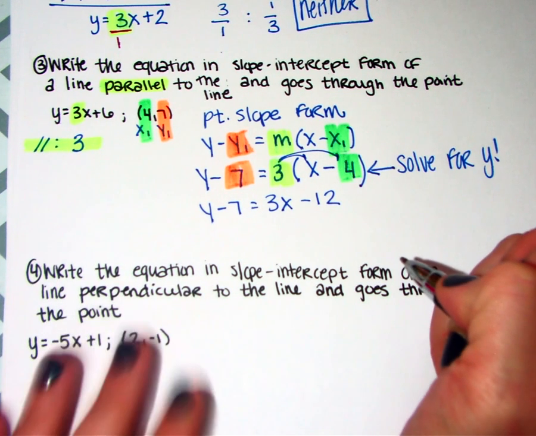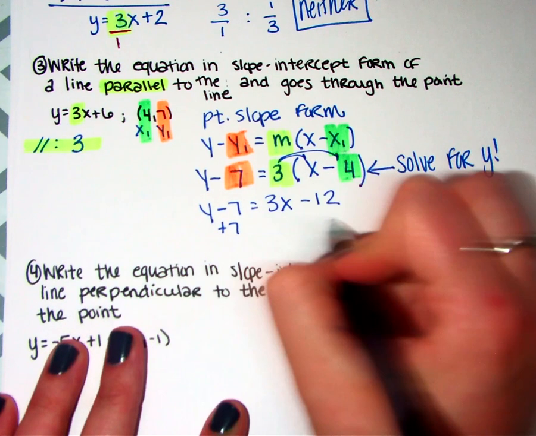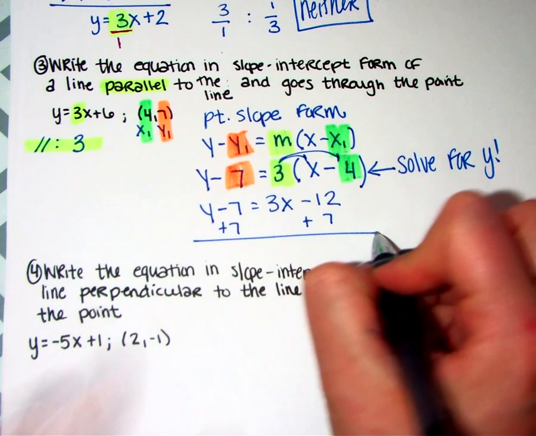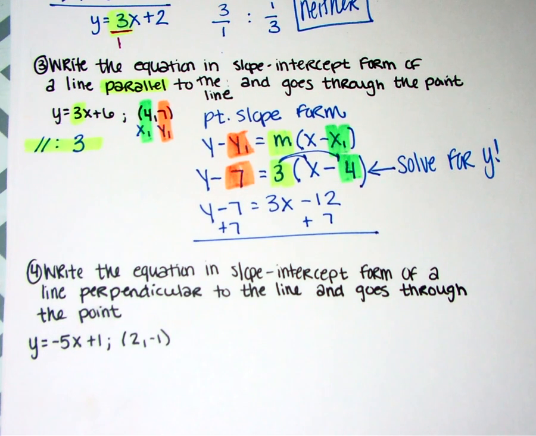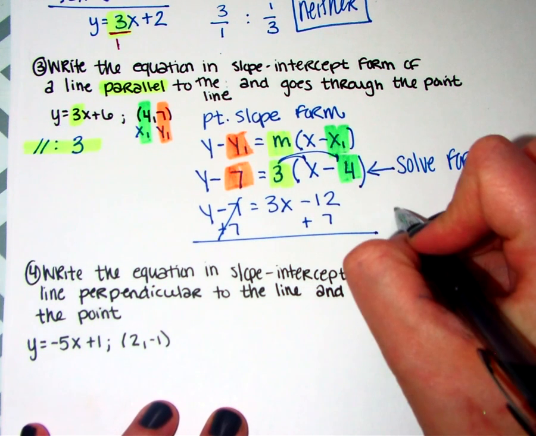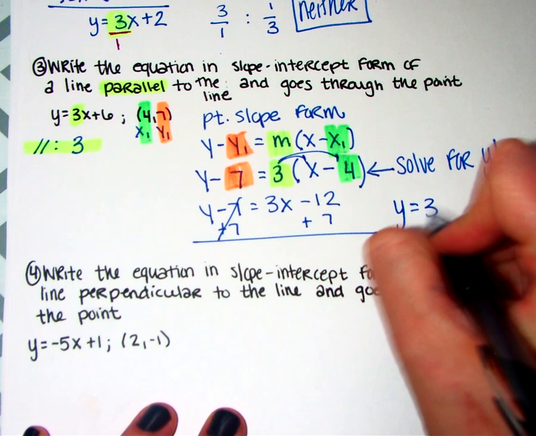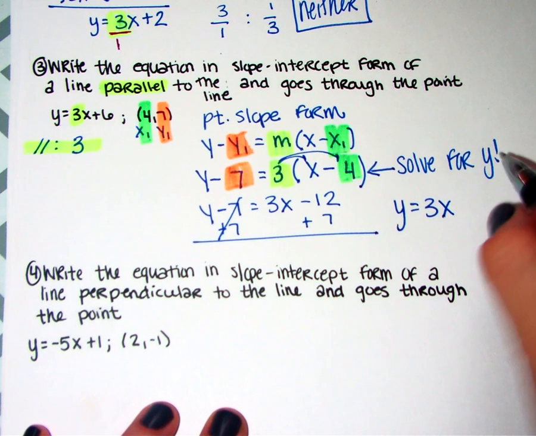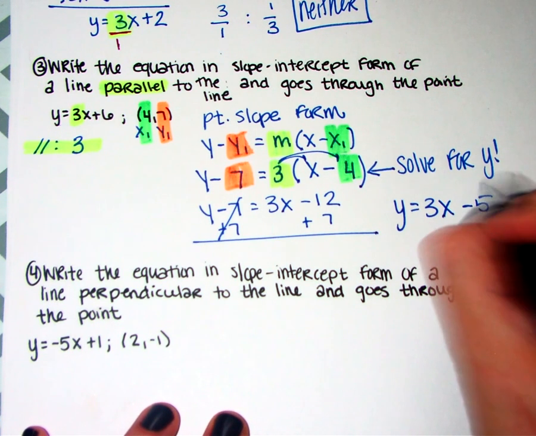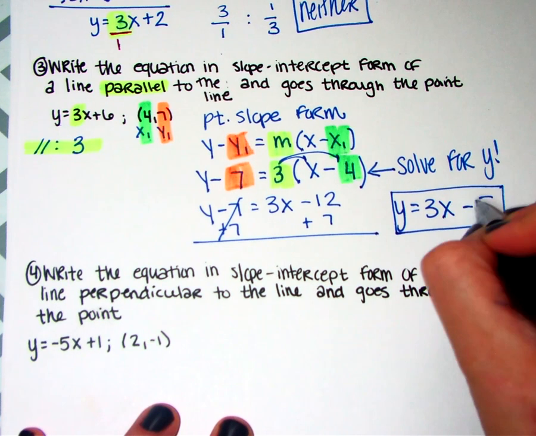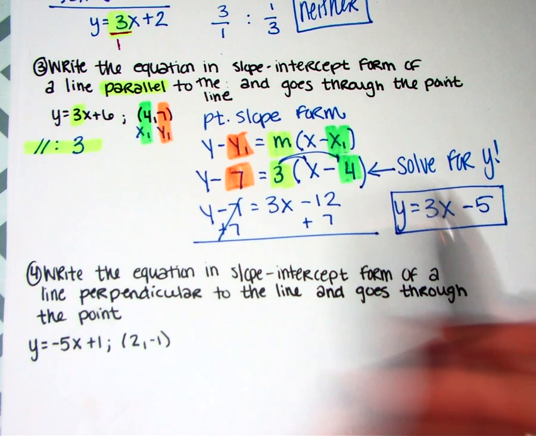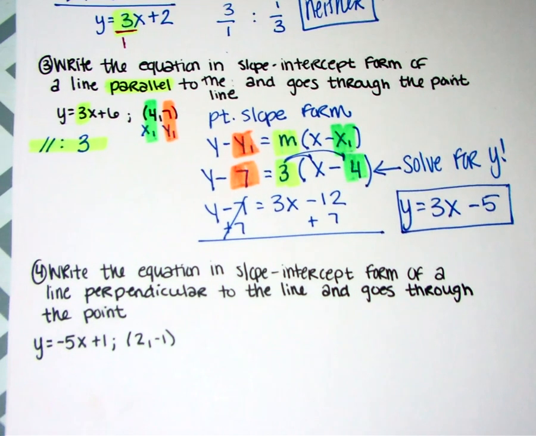Again, our goal here is to solve for y. So I'm going to move the 7 to the other side. Just remember that when you're doing these kinds of problems, you want to make sure that everything lines up correctly. So I'm going to bring this down. I'm going to have y equals 3x. Negative 12 plus 7 is negative 5. This is now in slope-intercept form because we solved for y.